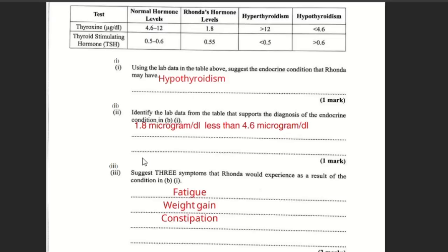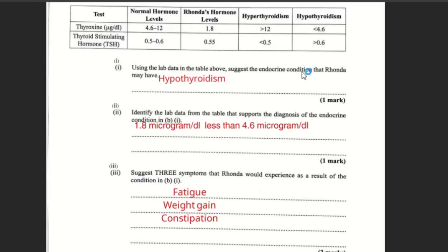So basically, this table is showing us the tests, thyroxine and thyroid stimulating hormone. Normal levels for thyroxine should be between 4.6 and 12. And for the TSH, the normal level should be between 0.5 and 0.6, right? So now we have Rhonda's levels. Rhonda's levels are 1.8 and then 0.55.